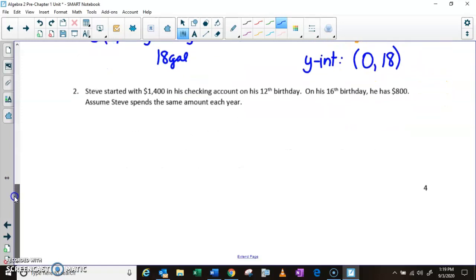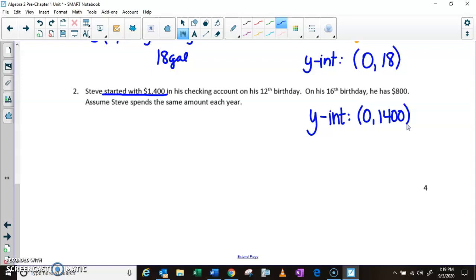Okay. And the second and last example, Steve started with $1,400 in his checking account on his 12th birthday. On his 16th birthday, he has $800. Assume Steve spends the same amount each year. So they tell us what he has started with. So they tell us the y-intercept directly as 0, $1,400. So our job is to now figure out what is the slope or the average rate of change.